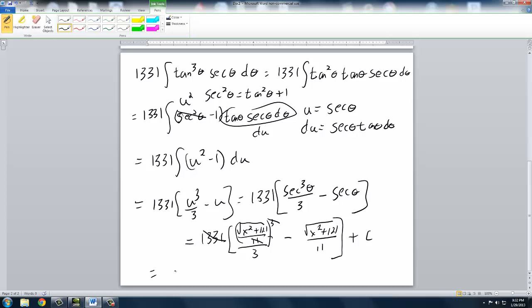So what we have here, I do believe the solution is the square root of x squared plus 121, to the third, and of course you can write that, if you want to, as x squared plus 121 to the 3 halves. That's fine. This is over 3, minus 121 square root of x squared plus 121, plus c. And there we have our solution.